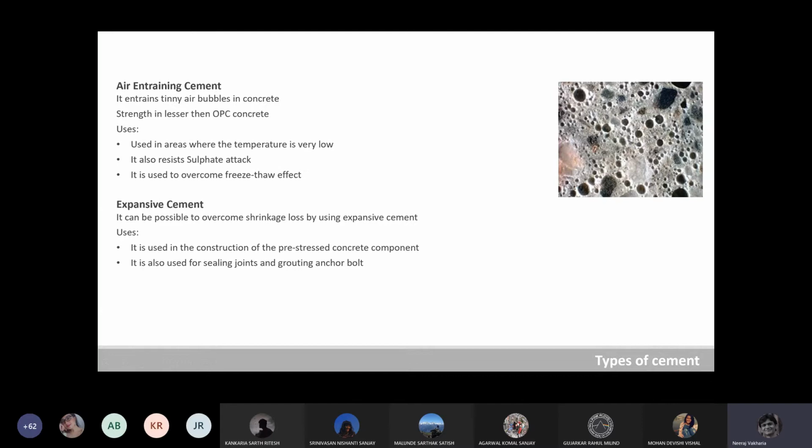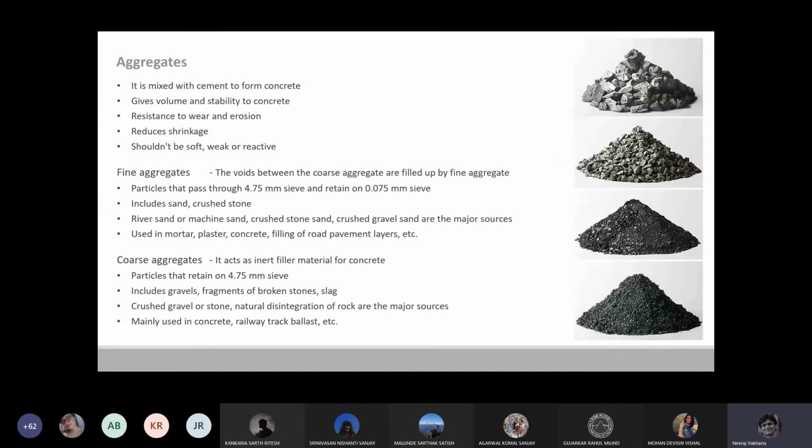These were just the basic cements which are used generally in construction, so I introduced them to you all. Now the second component comes: aggregates. It is mixed with cement to form concrete. Why do we use aggregates? It gives volume and stability.